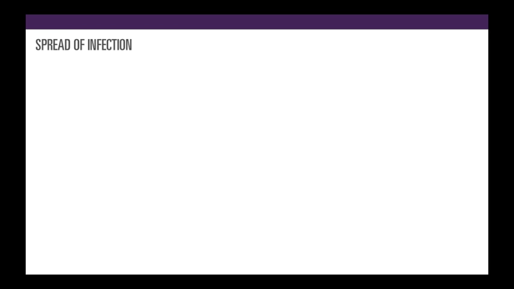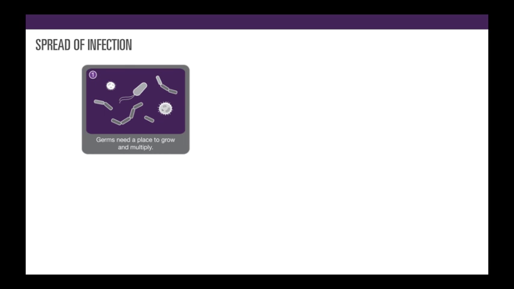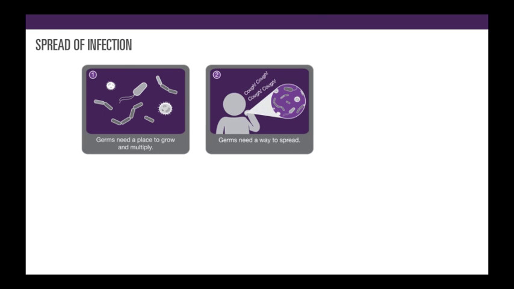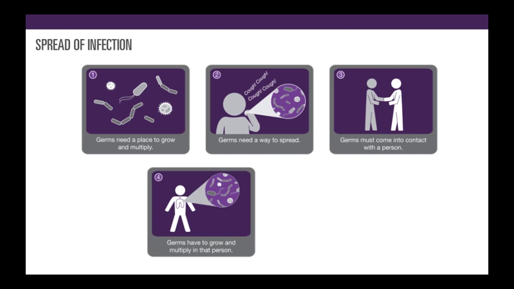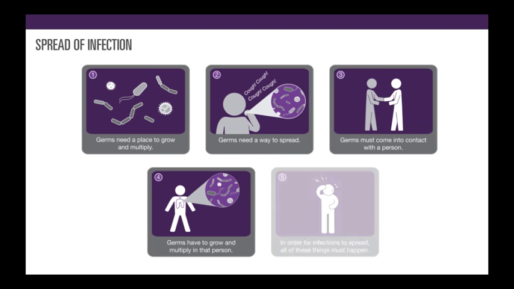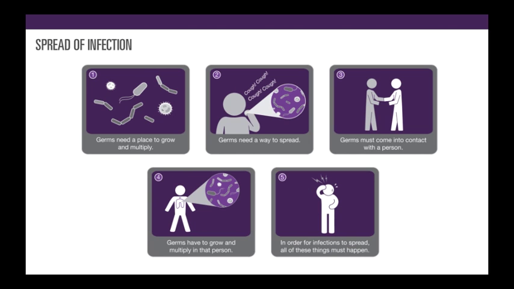Now that you know what an infection is, you need to know how infections spread. First, germs need a place to grow and multiply. Next, they have to have a way to spread between people or from a place to a person. Then, a germ has to come into contact with a person. This could be through an open wound or from coughing, for example. Once the germs come into contact with a person, they need a way to grow and multiply inside that person. In order for infections to spread, all of these things must happen. If one of the links in the chain breaks, the infection will not spread.